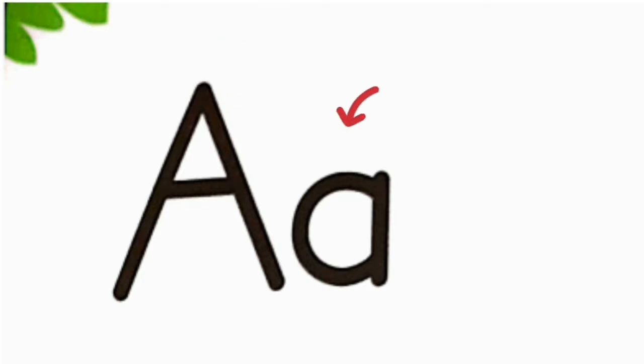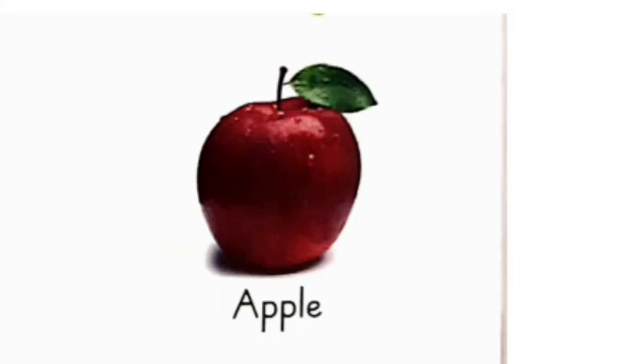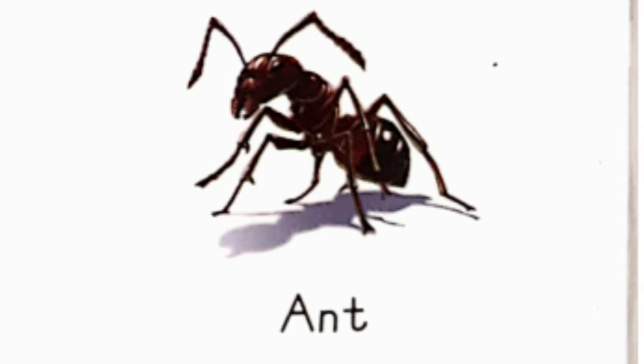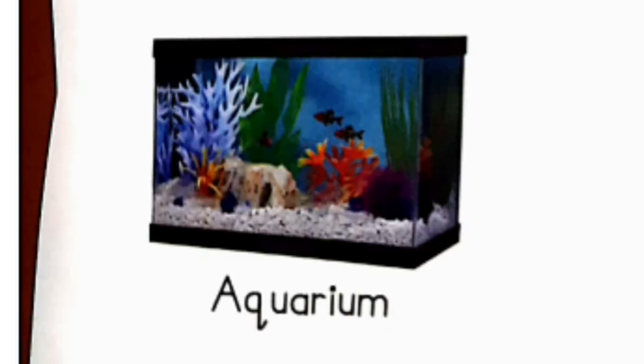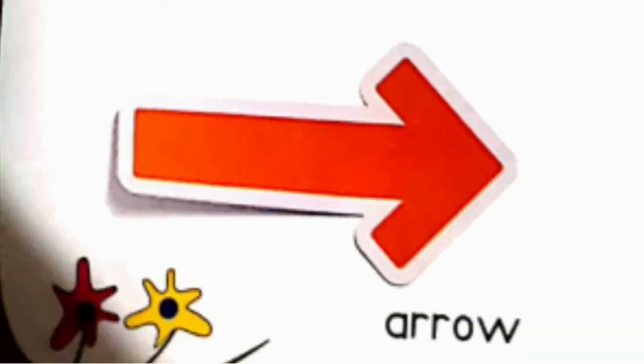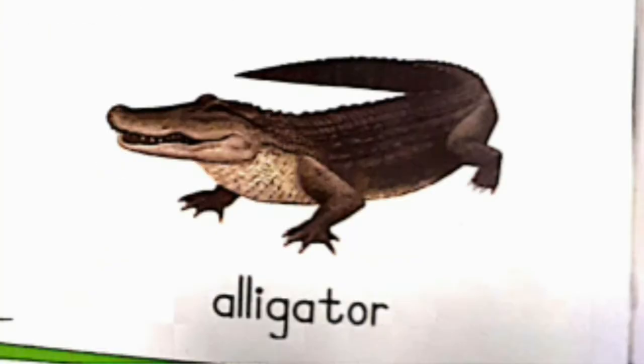Capital A, small a. What is the sound of alphabet A? A says A. A for apple. A for ankle. A for ant. A for aquarium. A for aeroplane. A for arrow. A for alligator.